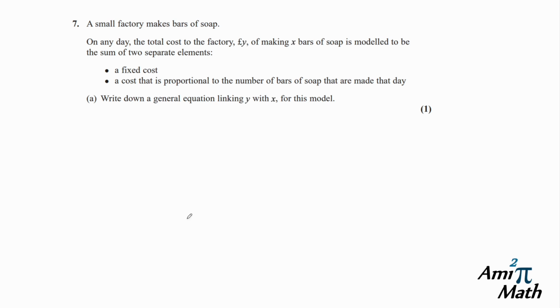Okay. A small factory makes bars of soap. On any day, the total cost to the factory, pounds y, of making x bars of soap is modelled to be the sum of 2 separate elements: a fixed cost, and a cost that is proportional to the number of bars of soap that are made that day. Write down a general equation linking y with x for this model. So general equation, well, it says that this is going to be a cost that is proportional to the number of bars of soap, so we can sort of imagine, let's just draw this out.